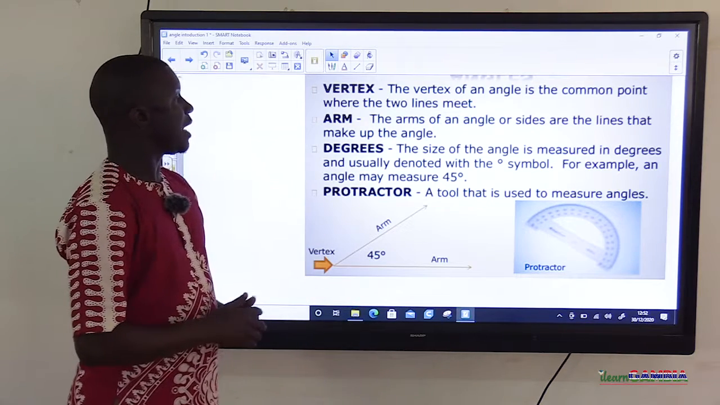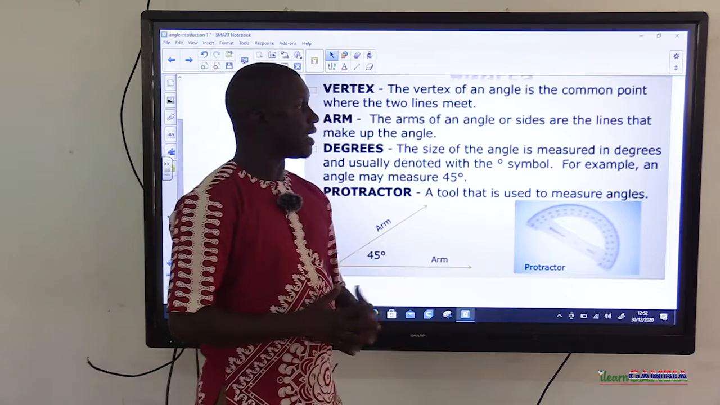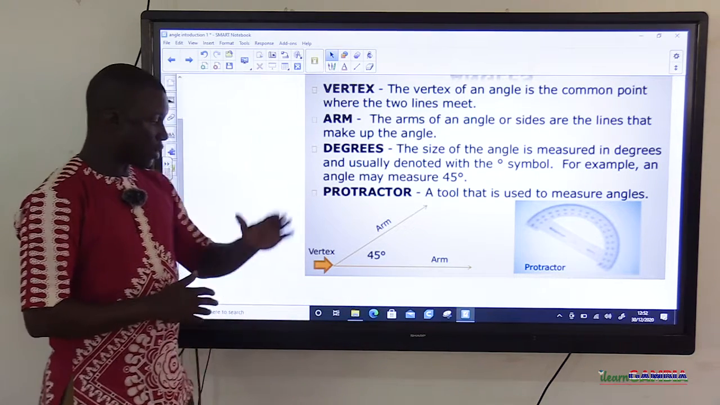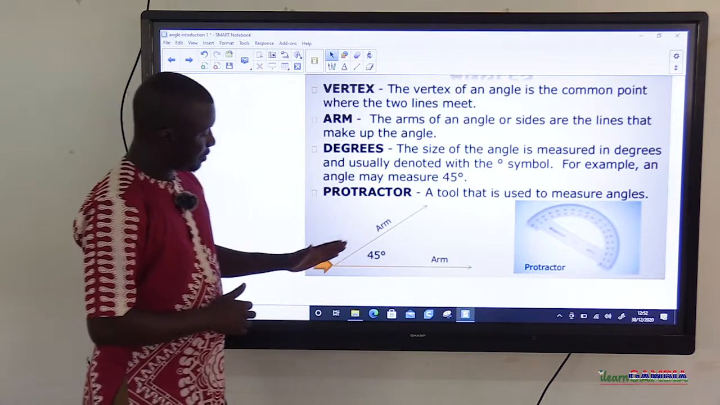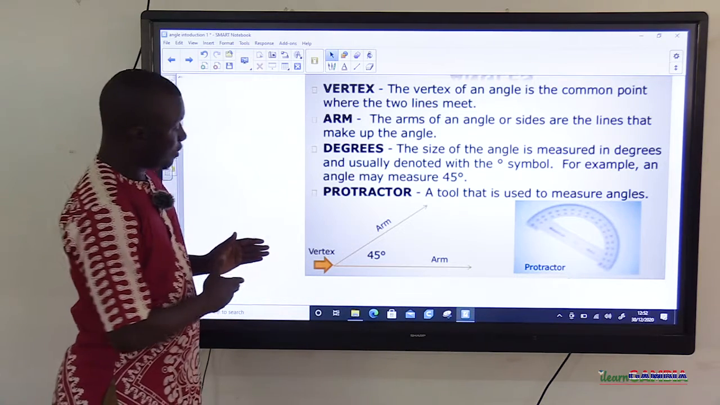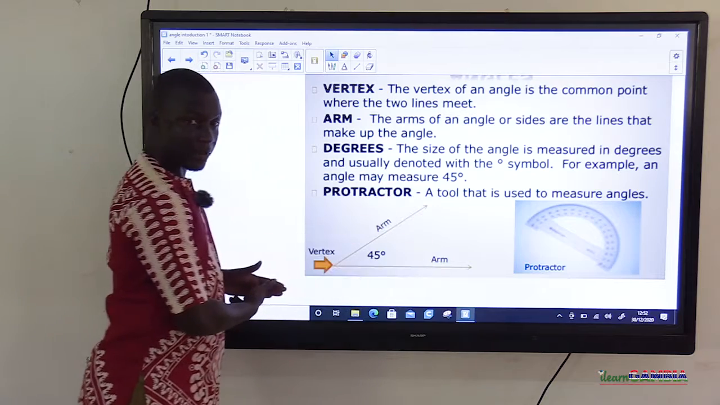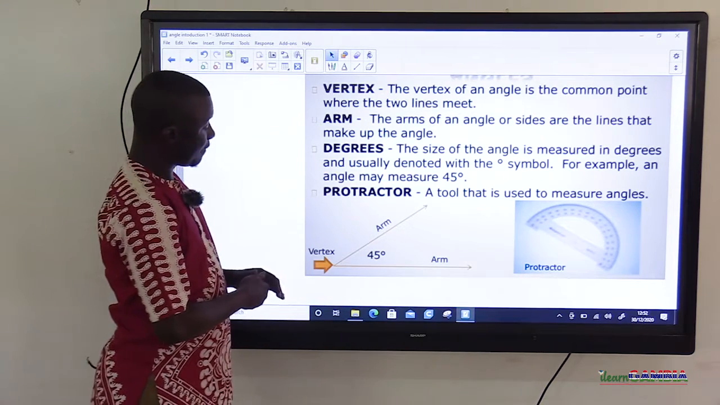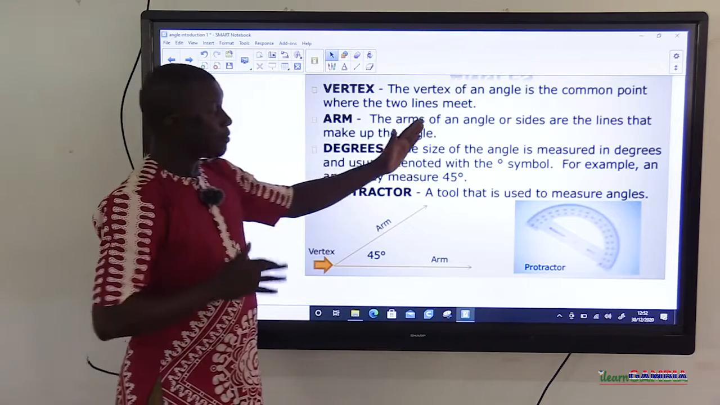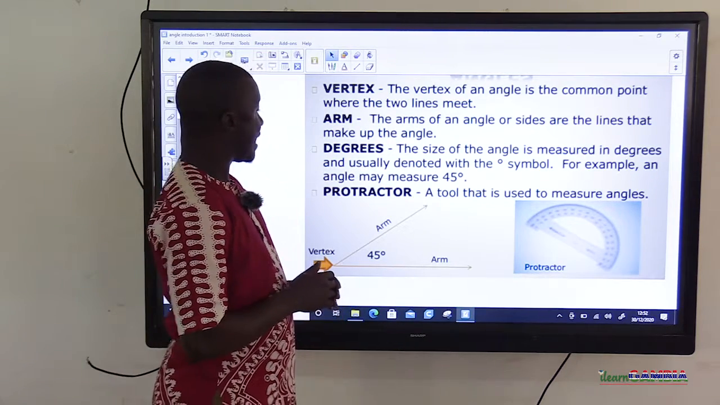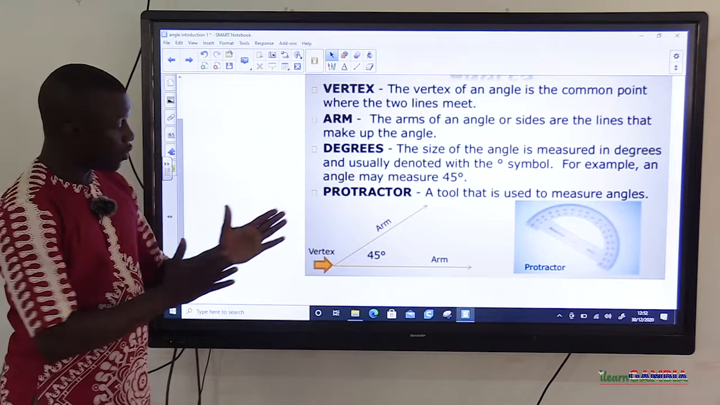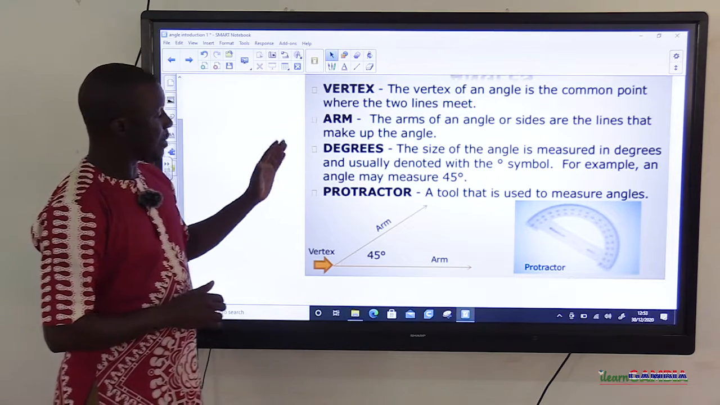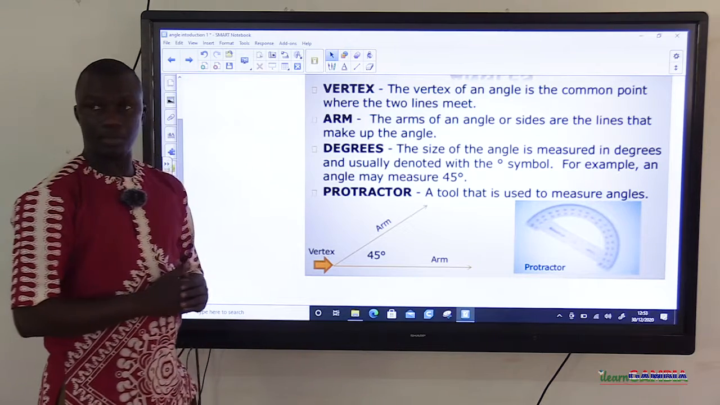The arms of an angle, or sides, are the lines that make up the angle. We say the amount of turn that is made forms an angle, but these two lines that measure the turn are the arms. The arms of an angle, or sides, are the lines that make up the angle. These two lines make up the angle. It could be two or more, depending on the amount of angle you have at some point.